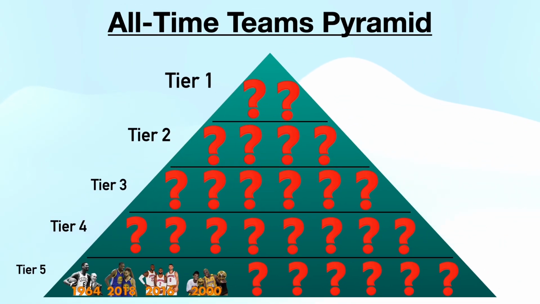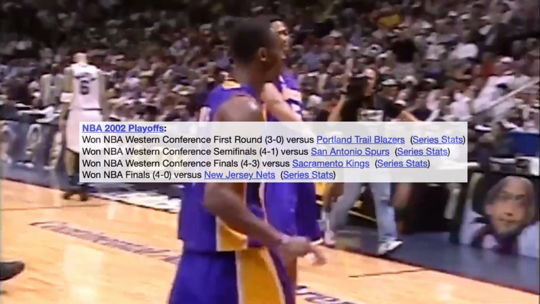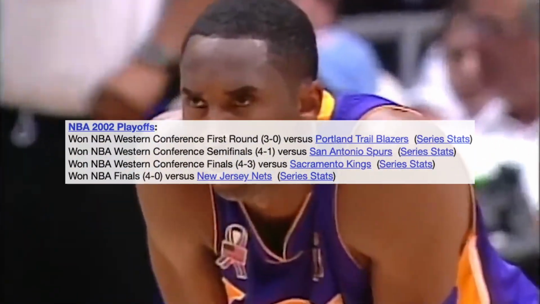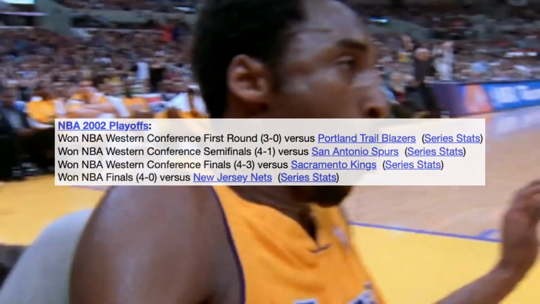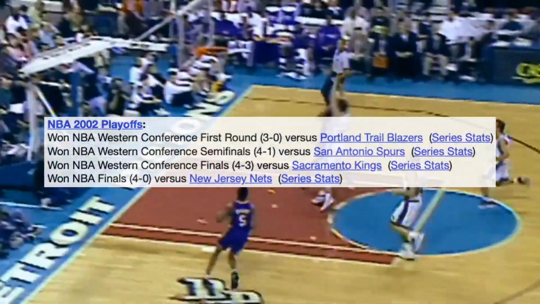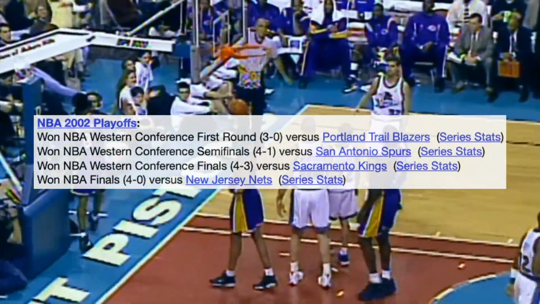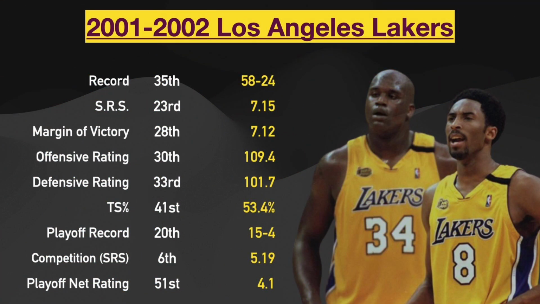And we're not done talking about the Lakers yet, because the next team on here is the 2002 Lakers, another Kobe and Shaq team. The Lakers in 2002 swept the Blazers in the first round, beat the Spurs in round 2 4-1, beat the Kings in 7 games in the conference finals, and swept the New Jersey Nets in the finals. The Lakers in 2002 didn't do anything remarkable, well, at least in the regular season.